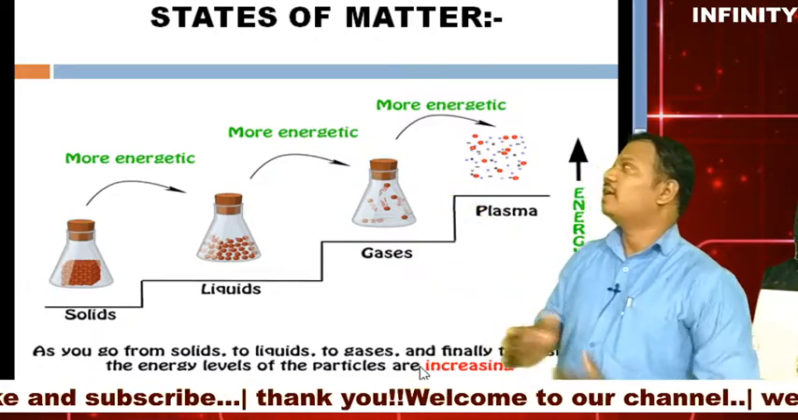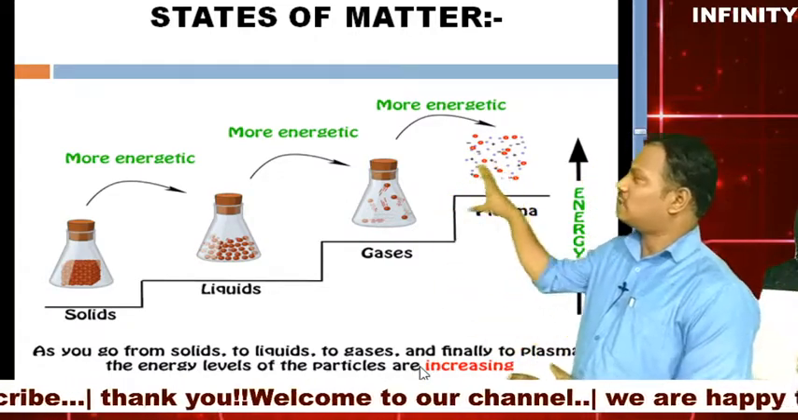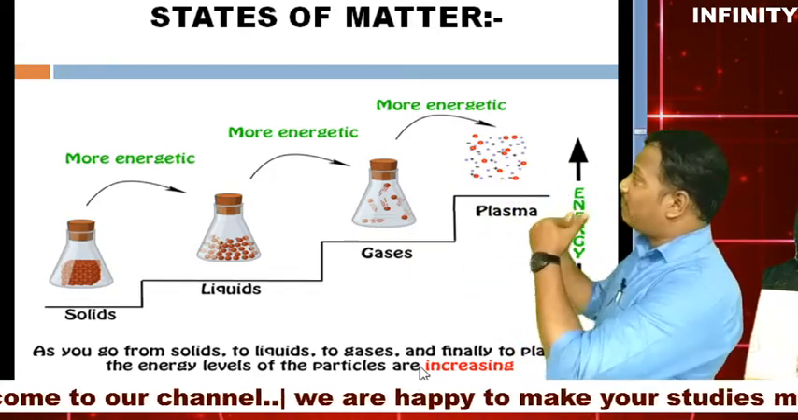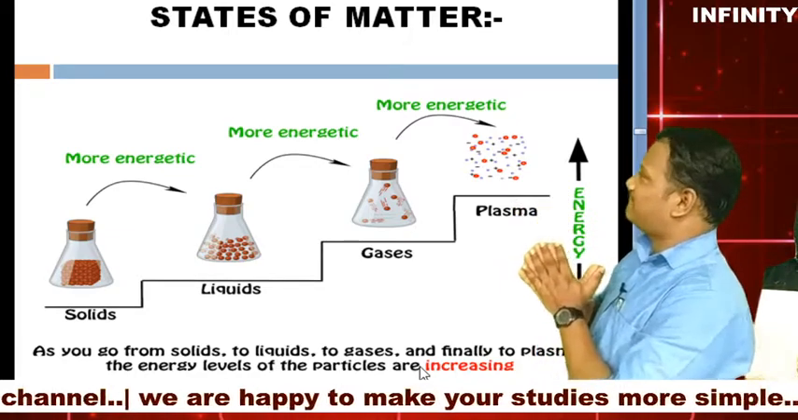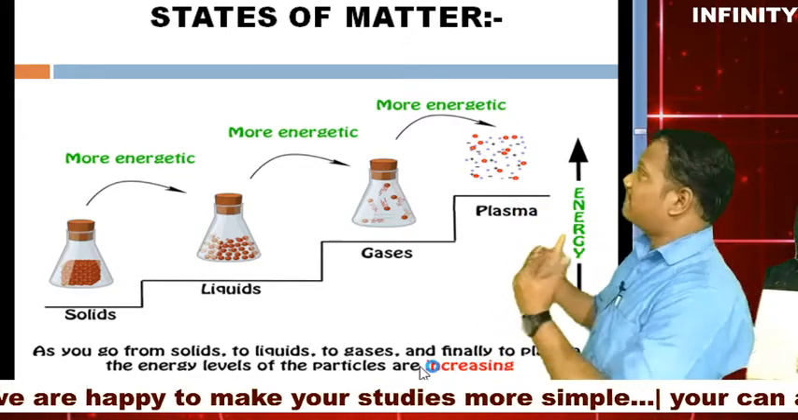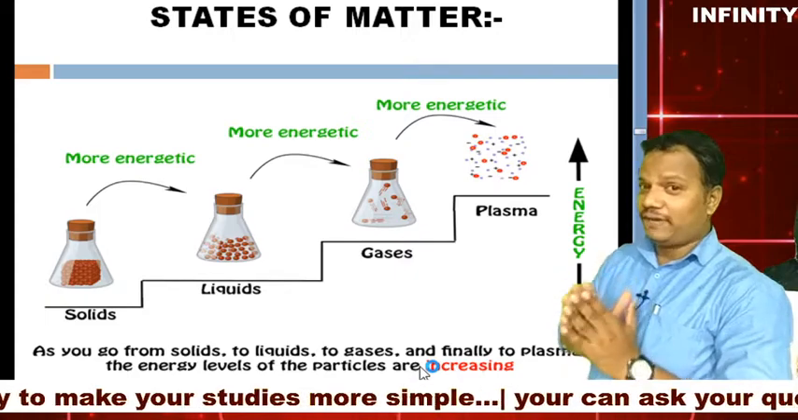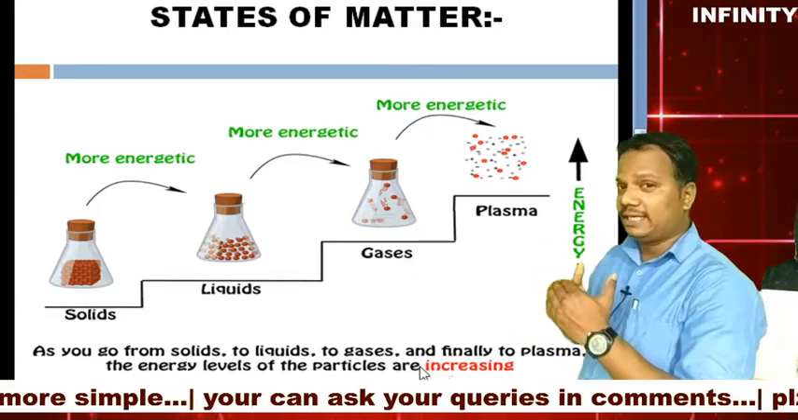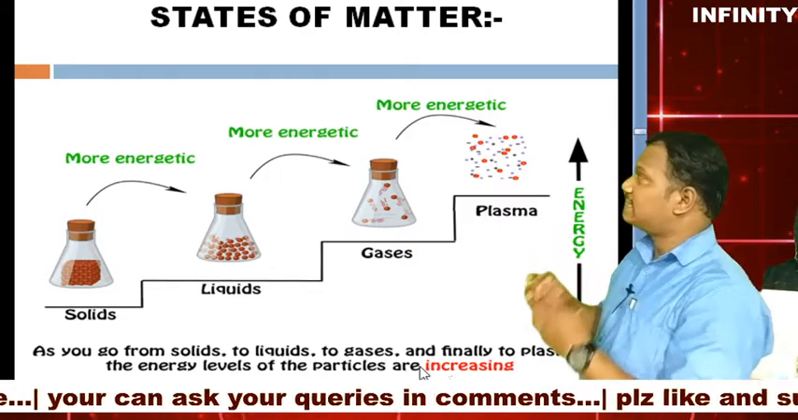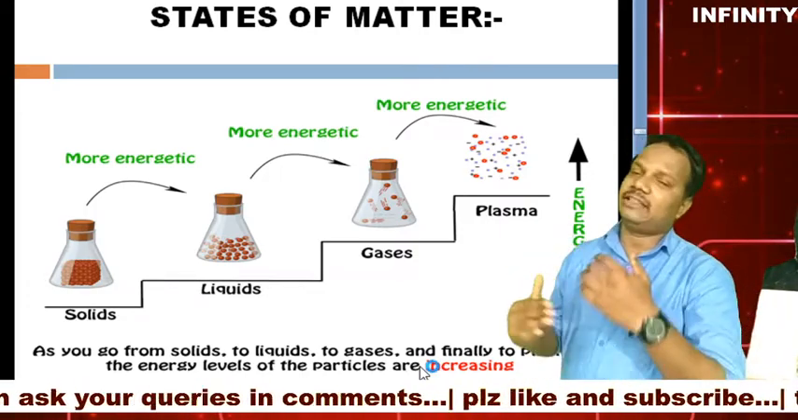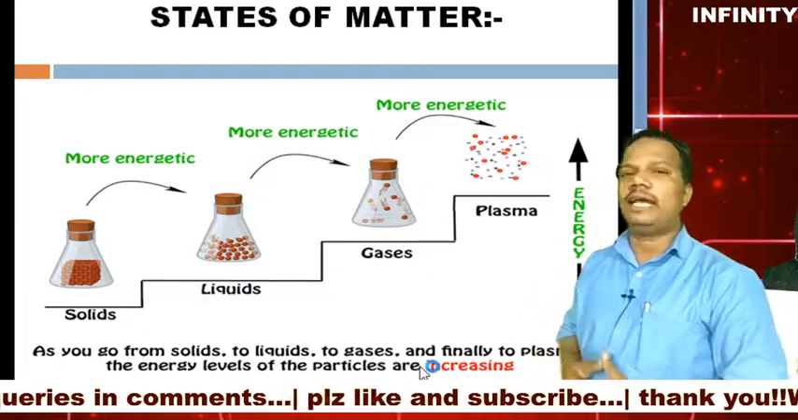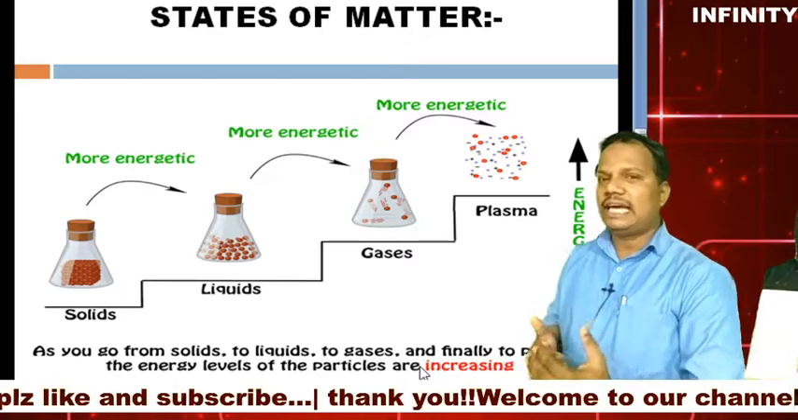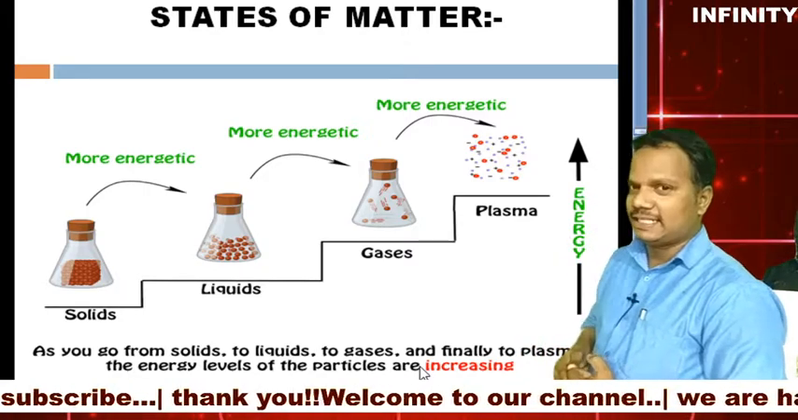As we can see on the board, when solids are heated, they get converted into the liquid state. When liquids are heated, they get converted into gases. But what would happen if the gases are further heated? If the gases are further heated, they get converted into their ions, and this state of existence in the form of ions is called the plasma state. Actually, there is one more state called the Bose-Einstein condensate.